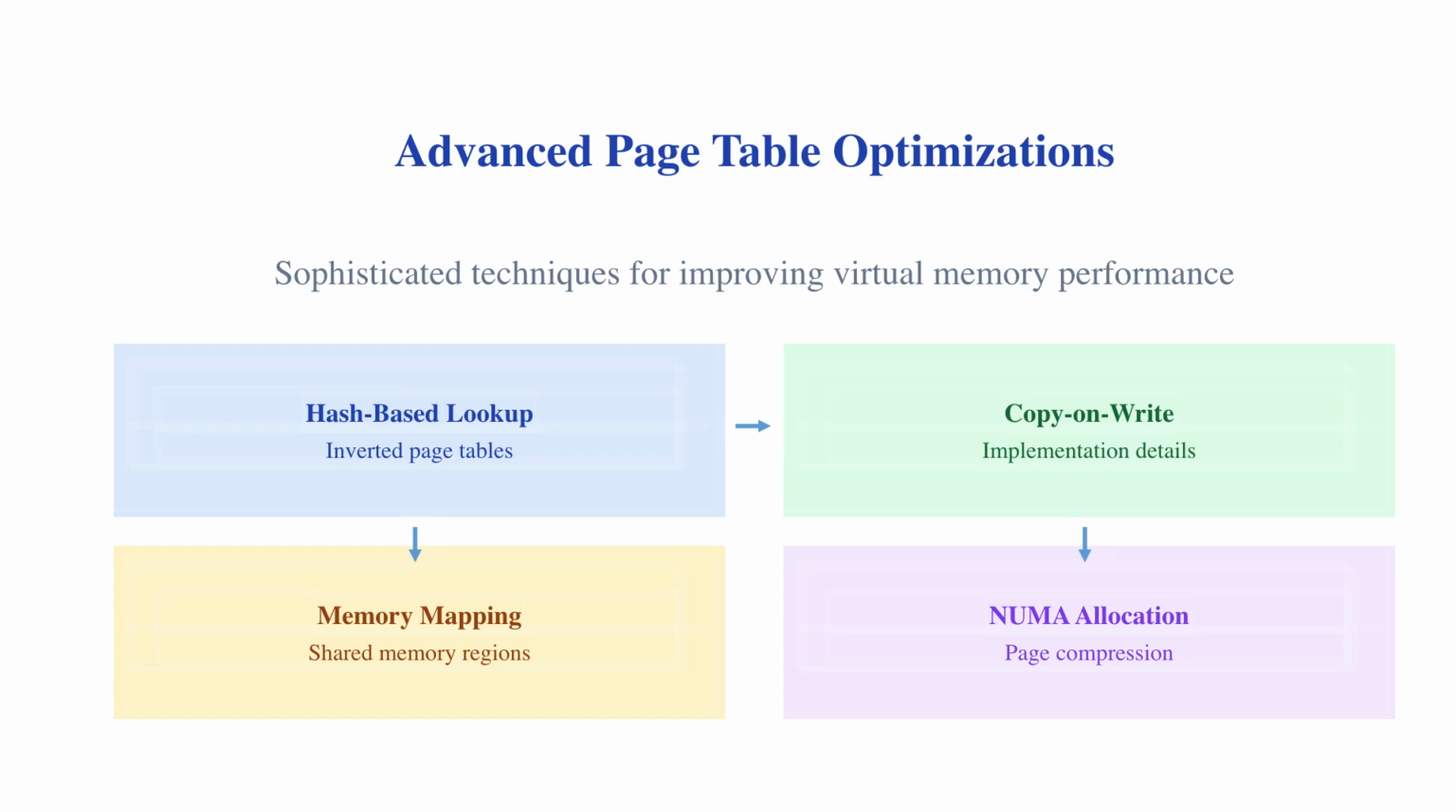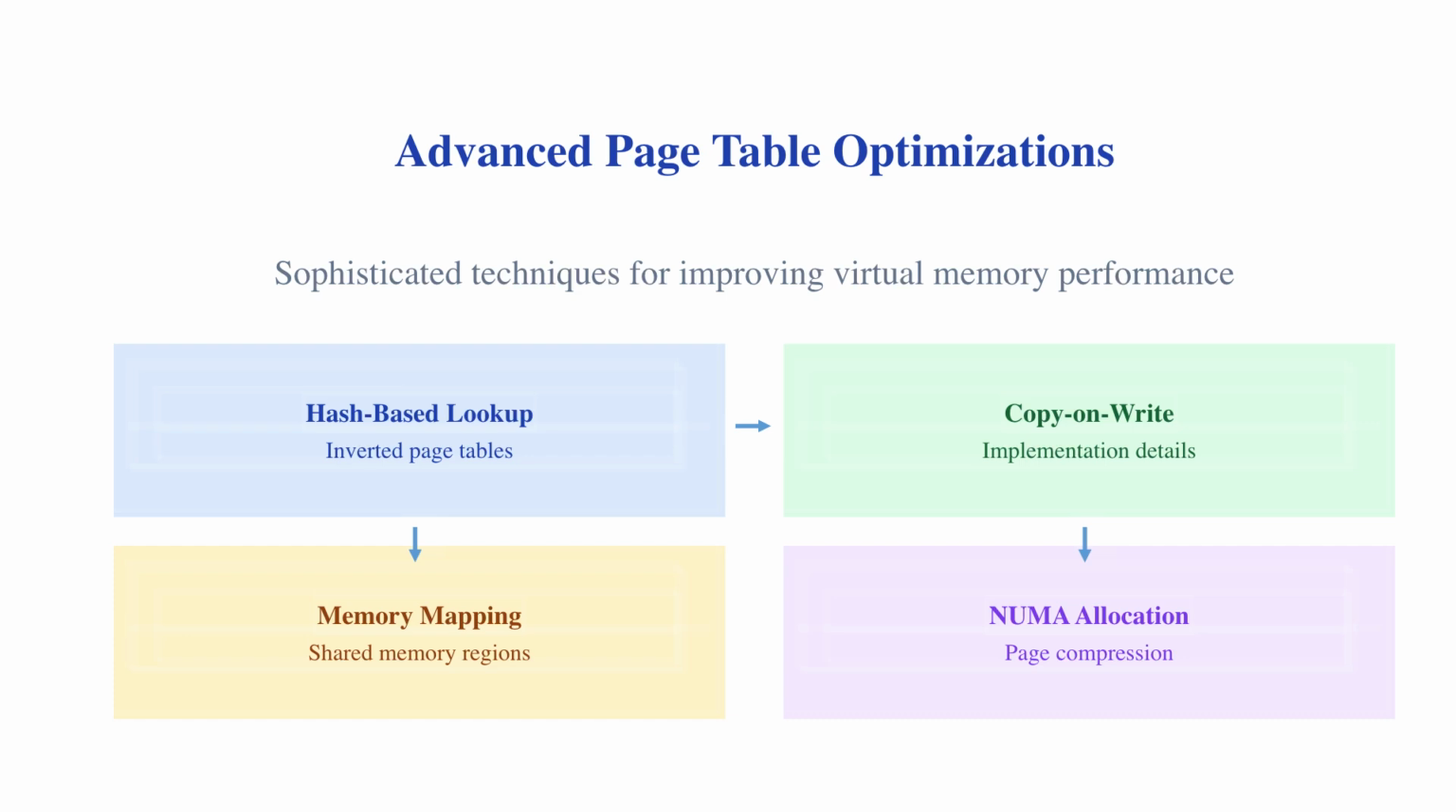The fundamental equation here shows how a virtual address breaks down into a virtual page number, plus an offset within that page. After translation, we get the physical address by combining the physical frame number with that same offset. Notice how the offset stays unchanged. That's the beauty of page-based memory management.